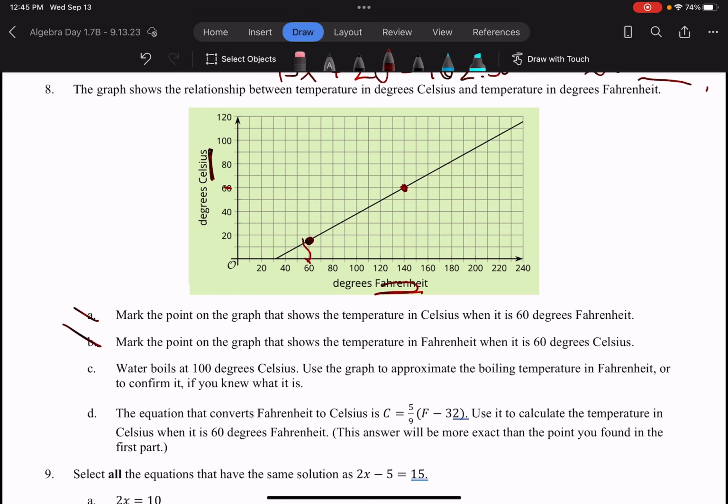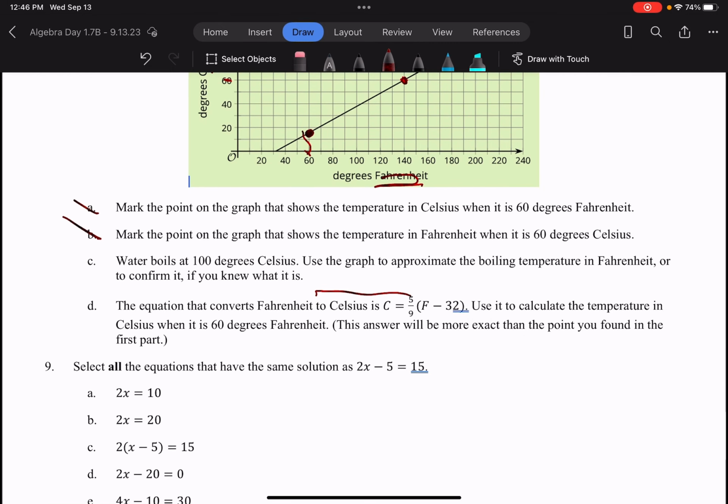Use the graph to approximate the boiling temperature in Fahrenheit, or confirm it if you knew what it is. So here you should be writing down, if the water is 100 degrees Celsius, how much does it have to be in Fahrenheit in order to be boiling, okay? So look at where 100 degrees Celsius meets the line for Fahrenheit. What is it going to be in Fahrenheit? You can answer that yourself.